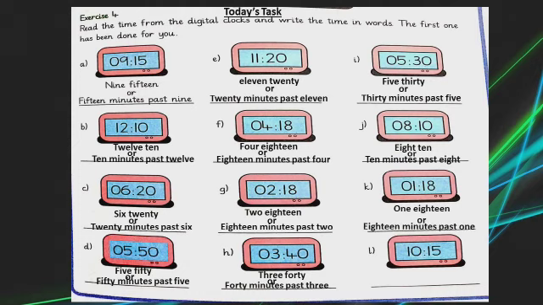Next K part, we have two numbers 1 and 18. So the time is 1:18 or 18 minutes past 1. Next L part, we have two numbers 10 and 15. So the time is 10:15 or 15 minutes past 10. I hope you must have understood exercise number 4.